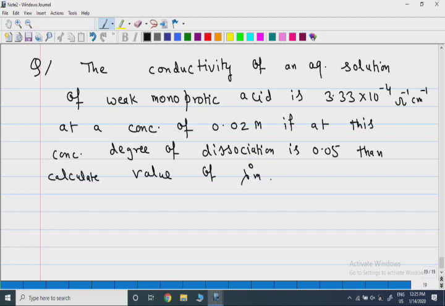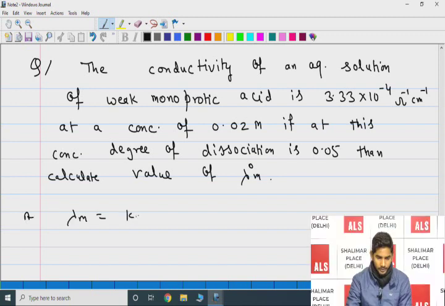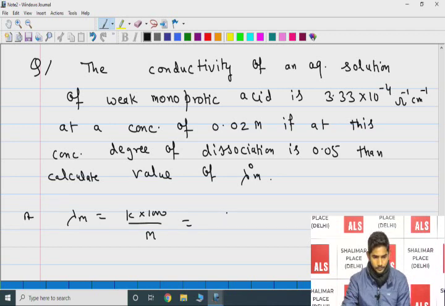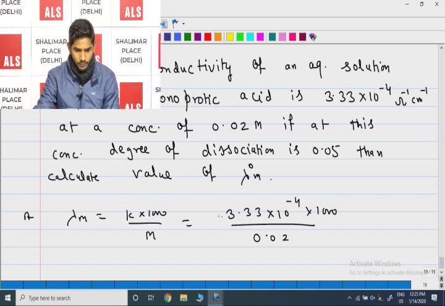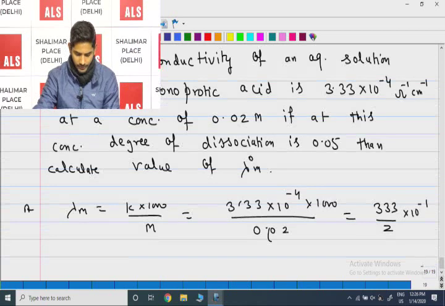Okay, let's check out what's the answer for this one. Lambda m is definitely k into 1000 upon M. K is 3.33 into 10 to the power minus 4, into 1000 upon concentration, which was 0.02. Simply remove the decimal and I'll have 333 upon 2 into 10 to the power minus 1. Okay, this is the lambda m.